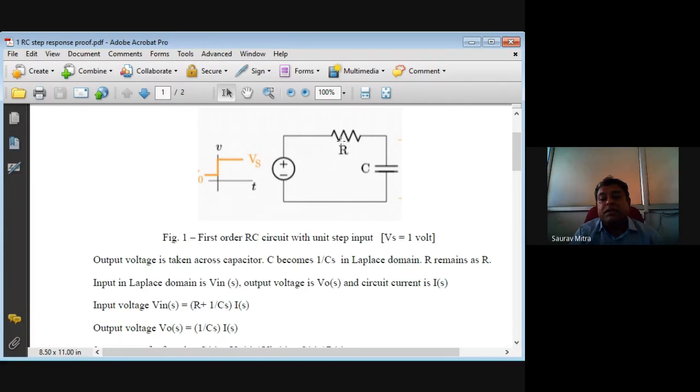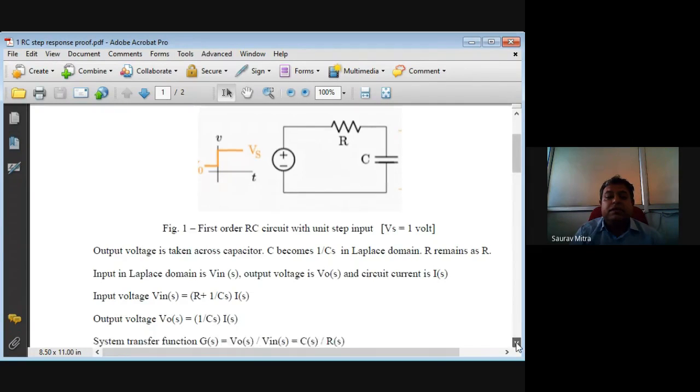So this is actually the input voltage as per Kirchhoff's voltage law, KVL. Okay, so voltage across resistor and voltage across capacitor. Voltage is nothing but given by current into impedance. So C in Laplace domain impedance is 1 by Cs. R in Laplace domain impedance is R. So overall impedance is R plus 1 by Cs and the current flowing is I(s). So input voltage Vin is equal to R plus 1 by Cs into I(s). Same thing, output voltage is 1 by Cs into I(s), because output is taken only across capacitor.